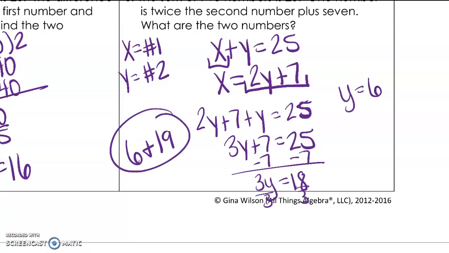So again, write your variables off to the side, write your two equations, and then decide if you want to substitute or eliminate, or again, you could graph if you really wanted to find your answer.